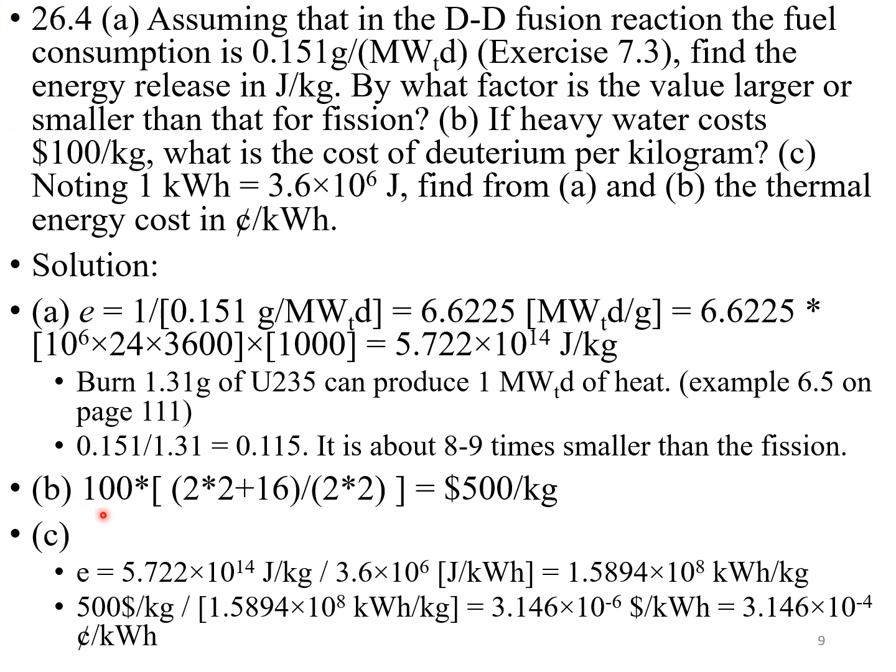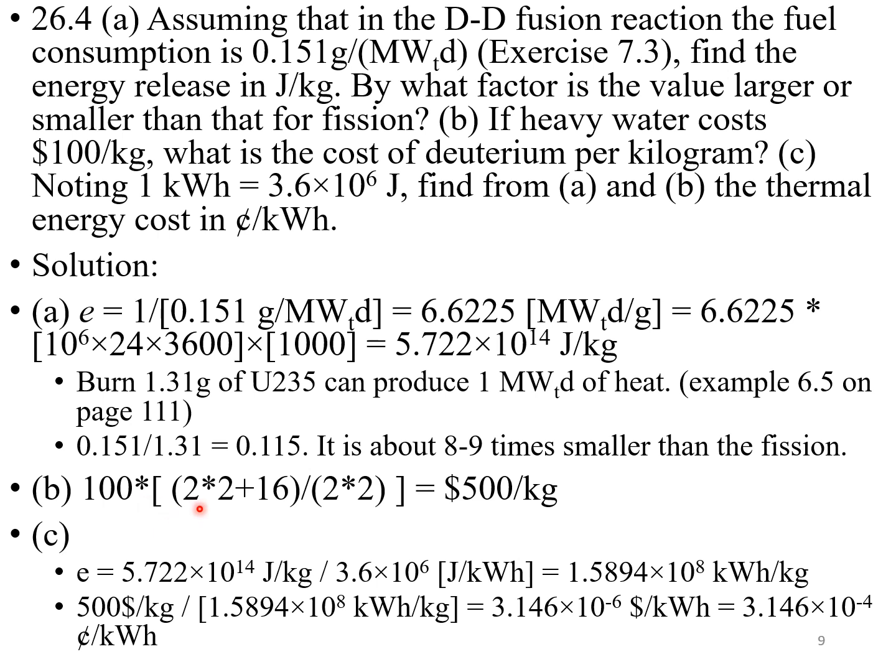So this problem is easy, and you think in this way. The heavy water contains both the deuterium atoms and the oxygen atom. When we burn the deuterium in the fusion reactor, we only use the deuterium. Therefore, we are going to remove this oxygen. We'd like to know, if the heavy water cost is $100 per kilogram, what is the cost for the deuterium? So we use the 100.